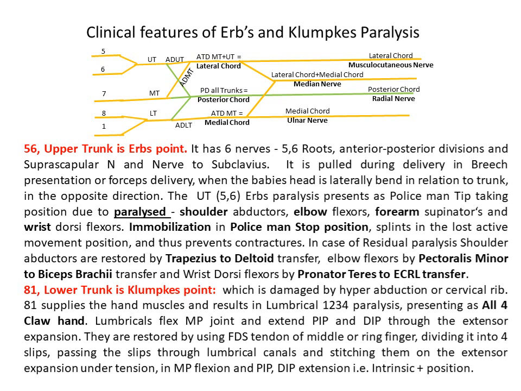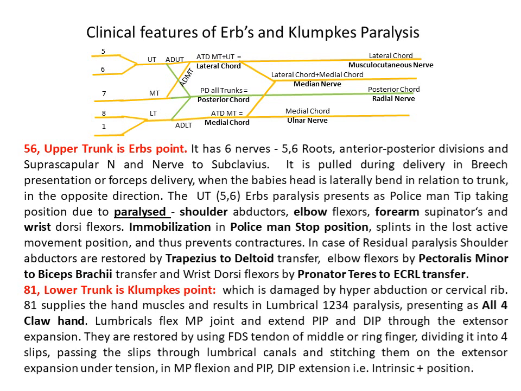In case of residual paralysis, shoulder abductors are restored by trapezius to deltoid transfer, elbow flexors by pectoralis minor to biceps brachii transfer, and wrist dorsiflexors by pronator teres to extensor carpi radialis longus transfer.